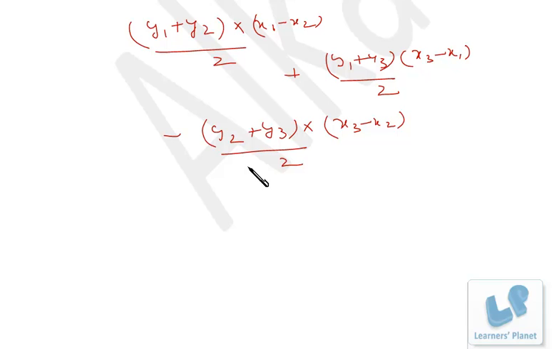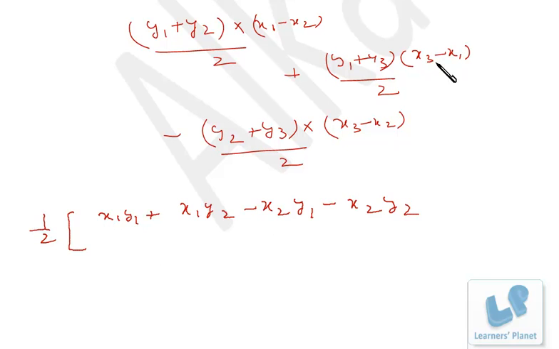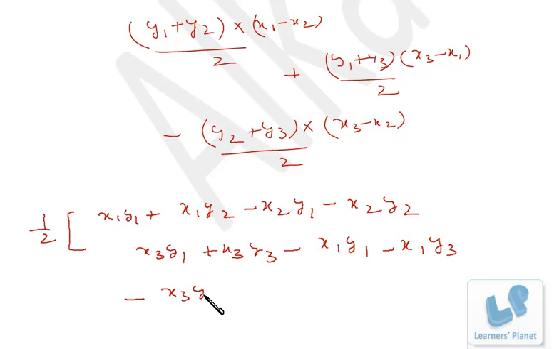Now let's simplify this. I take 1 by 2 as common. Then this is x1 y1 plus x1 y2 minus x2 y1 minus x2 y2. Then this is x3 y1 plus x3 y3 minus x1 y1 minus x1 y3. Then this is minus x3 y2. Then this is x3 y3. Then minus x2 y2 and this is plus x2 y2. Then minus x2 y3 and then this is plus x2 y3. Right? So let's simplify this.